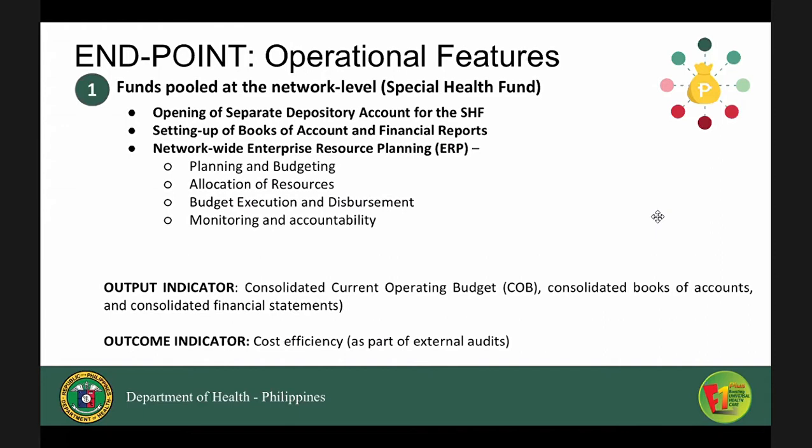So the output indicator is titignan yung current operating budget, yung consolidated book of accounts, and consolidated financial statements. While the outcome indicator is cost efficiency. Kailan mo matatawag na cost efficient ang particular health plan? So nakikita mo, for example, this year 100%, next year 80%, the third year 60%, until hindi na dependent doon sa mga binibigay ng outside sources. So para kang gagawing economic enterprise.